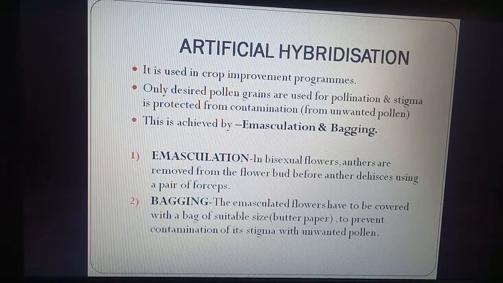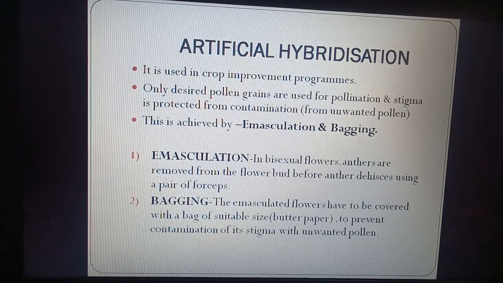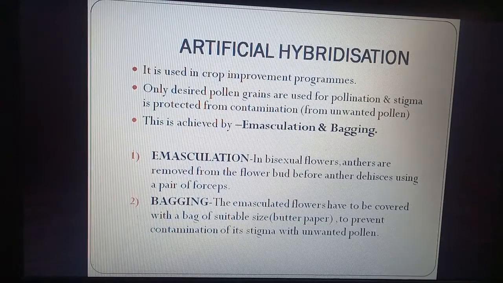Only desired pollen grains are used for pollination. So only the best pollen grains of best varieties are used, and the stigma is protected from contamination from unwanted pollen. So the other pollen which we do not desire is prevented from landing on the stigma. This is achieved by two methods, emasculation and bagging.